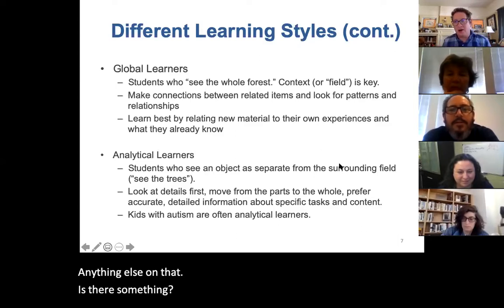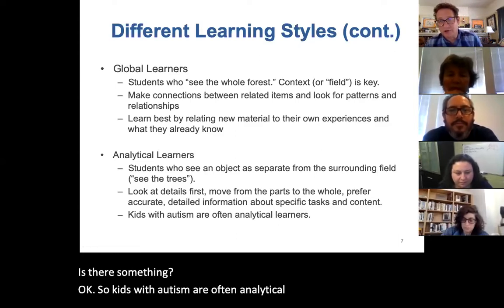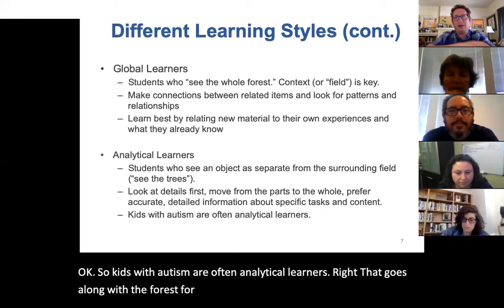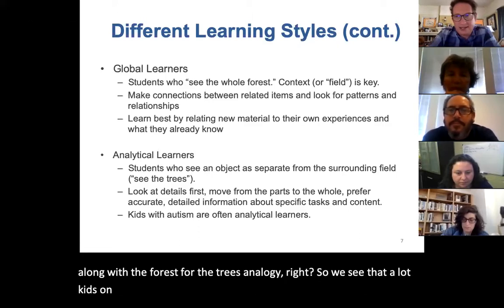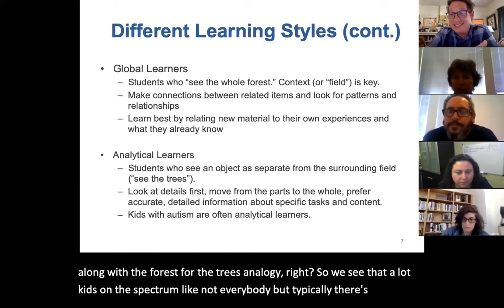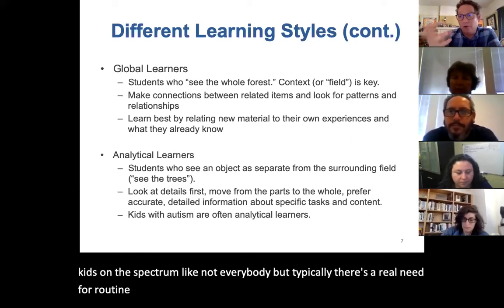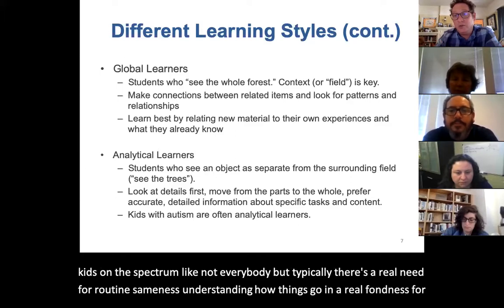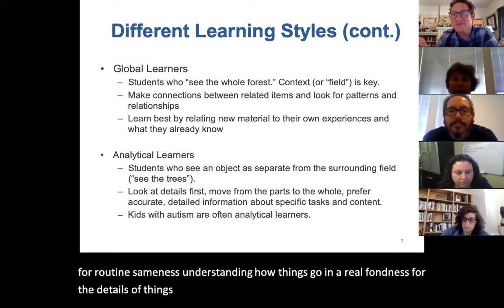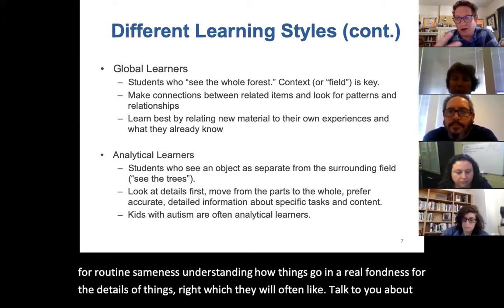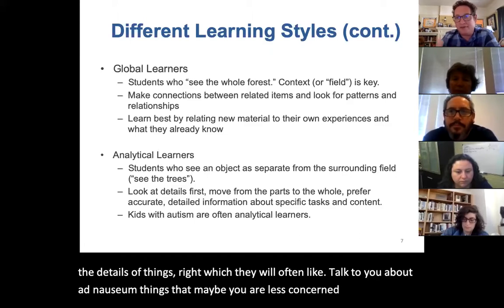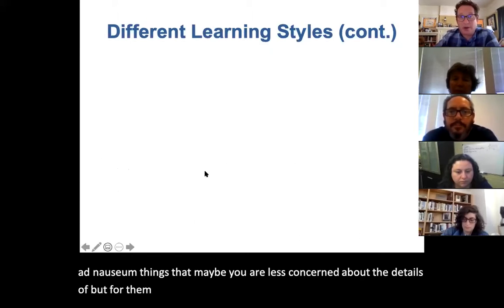So kids with autism are often analytical learners, right? That goes along with the forest for the trees analogy, right? So we see that a lot. Kids on the spectrum, not everybody, but typically there's a real need for routine, sameness, understanding how things go, and a real fondness for the details of things, which they will often talk to you about ad nauseum. Things that maybe you are less concerned about the details of, but for them it's really meaningful. So we see that quite a bit.